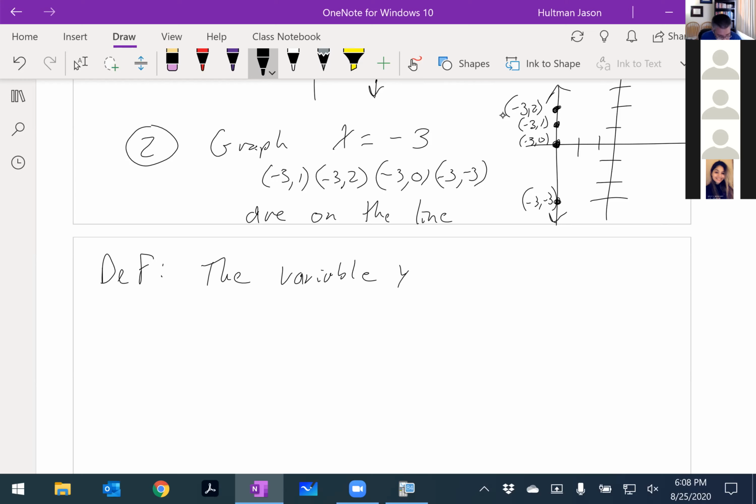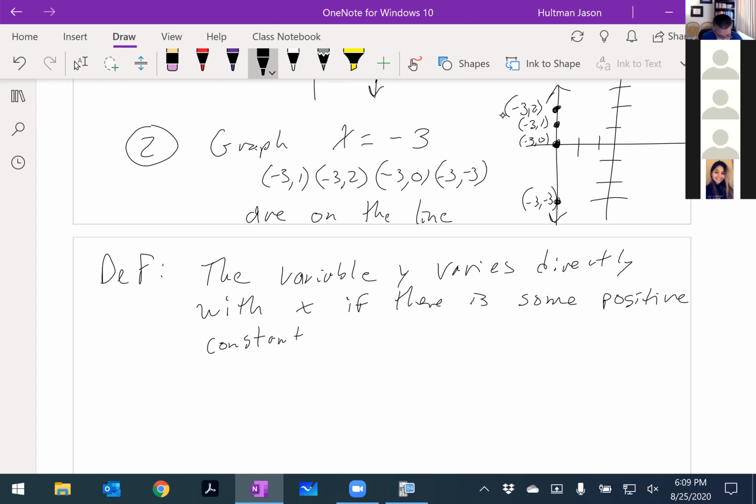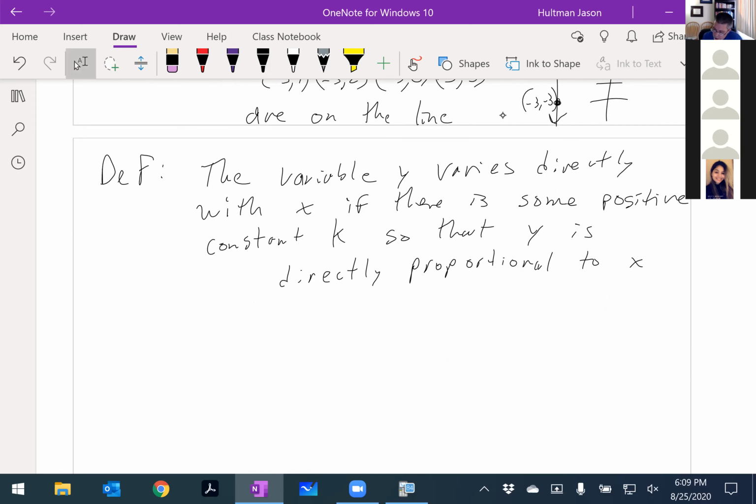The variable y varies directly with x if there is some positive constant k, so that y is directly proportional to x. So y and x are directly proportional.